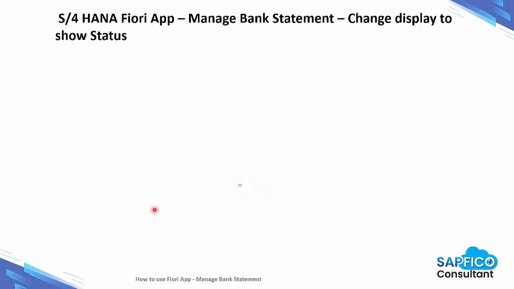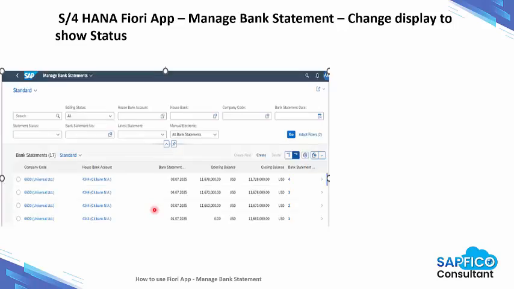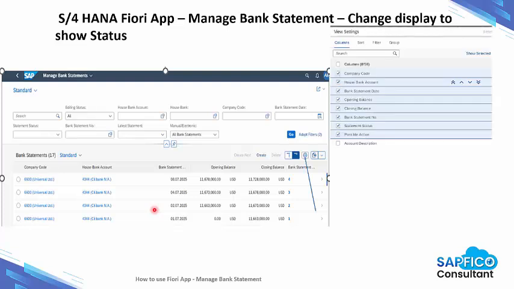So now change the display to show the status. Currently this is the manage bank statement. We don't know what is the status, whether it is successfully done, uploaded or not. So we want to bring in the status. So what we do is we click on the settings, and this is the current setup.